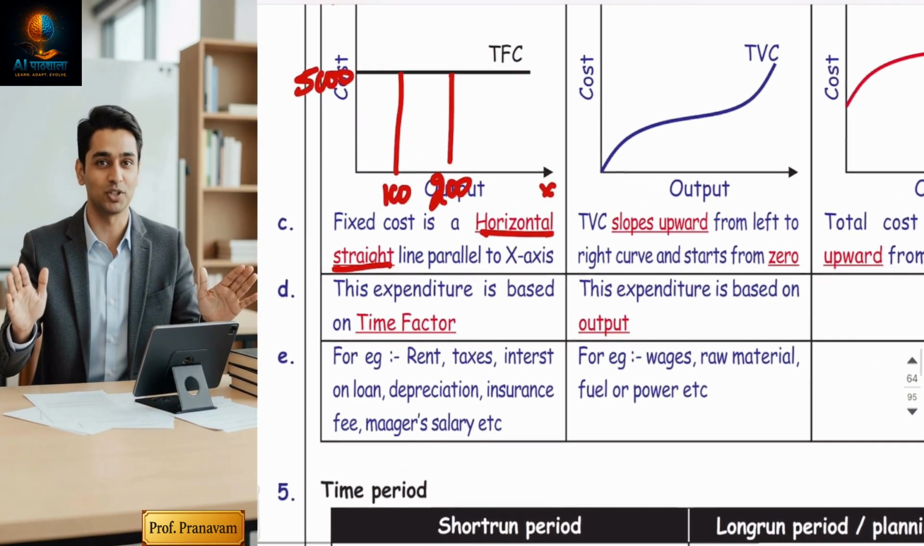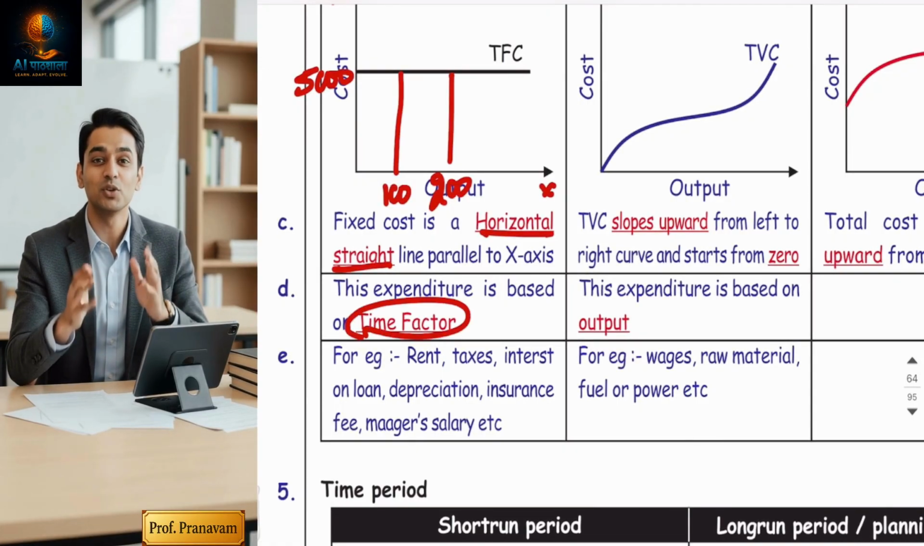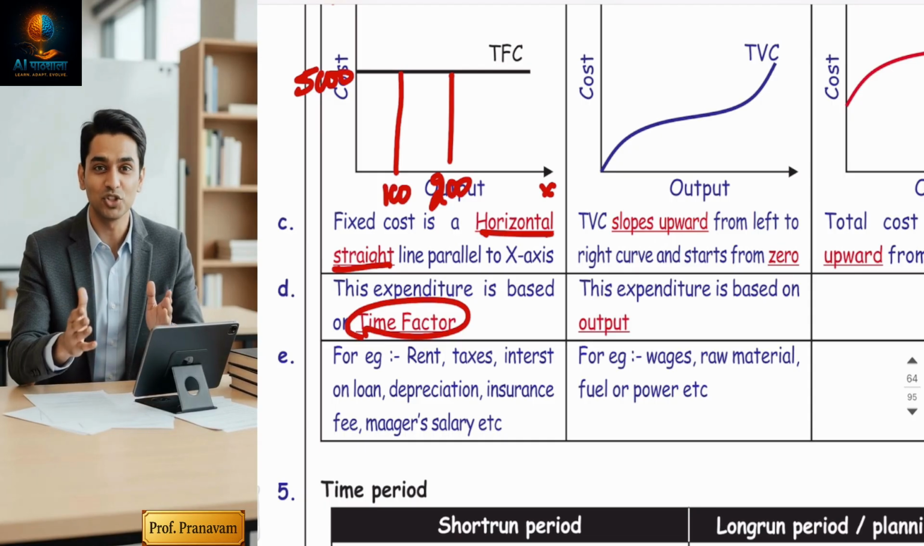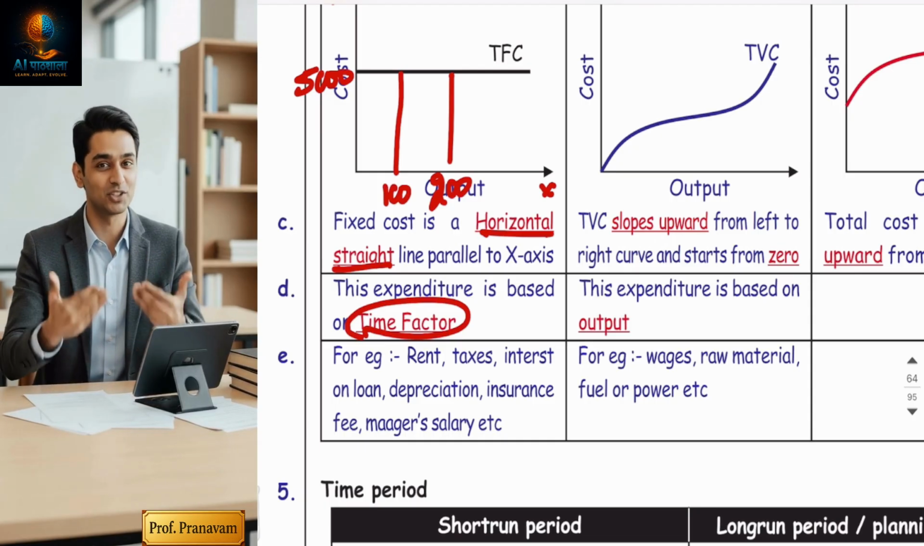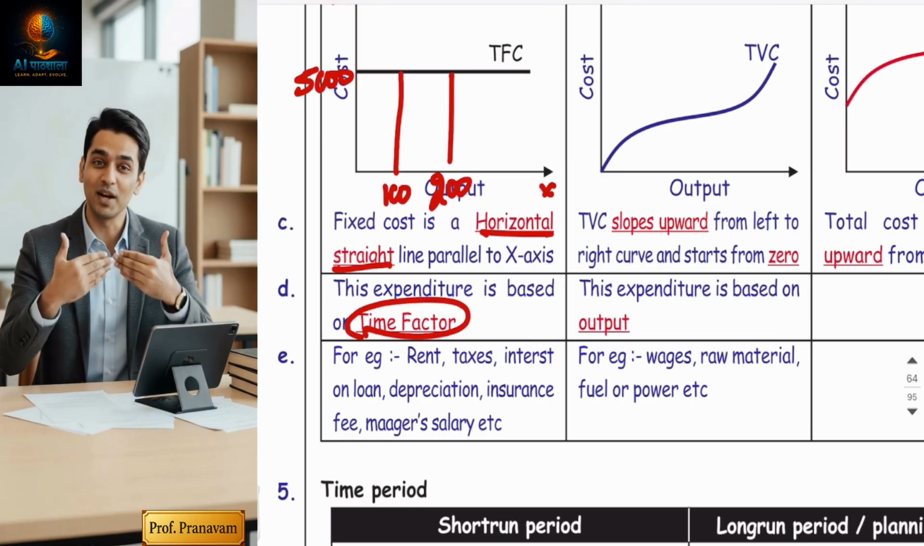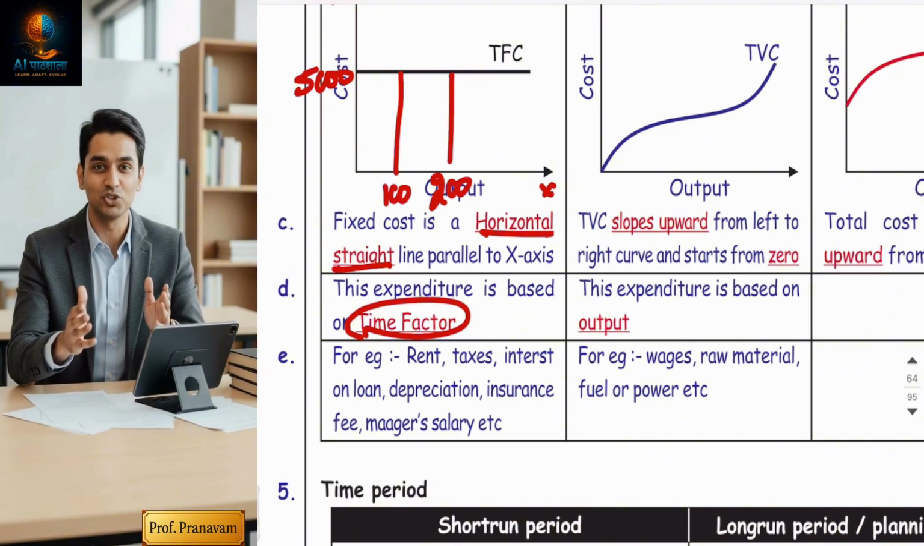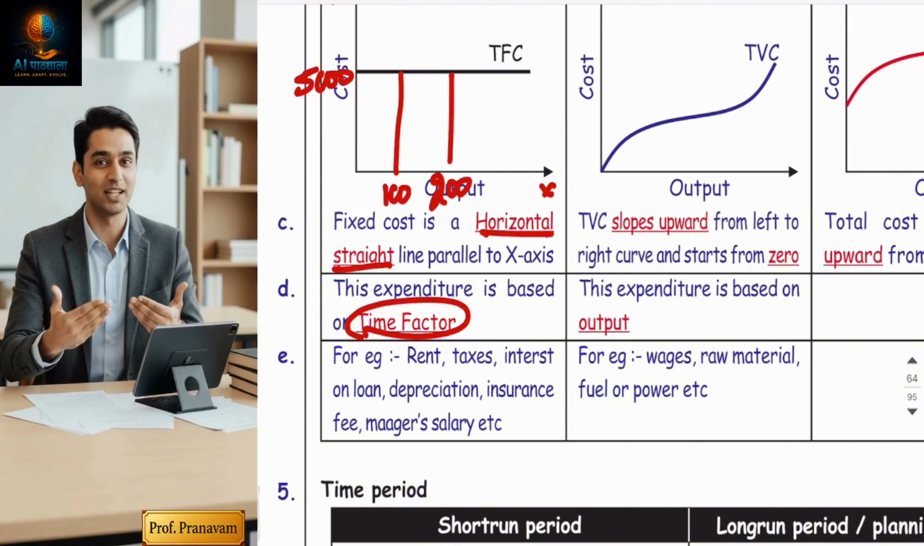Listen, fixed cost always depends on the time factor. Fixed cost is always on time. It has nothing to do with the production, whether you conduct the production or you don't. This cost is incurred on a time basis. For example, rent. One month is over, you have to pay the rent. Second month is over, again you have to pay the rent. Third month is over, again you have to pay the rent.